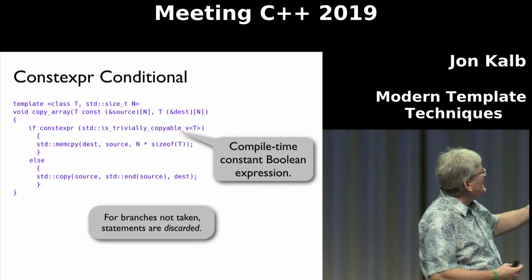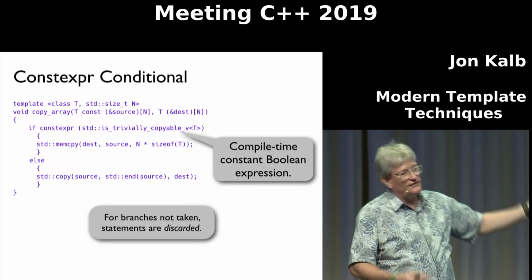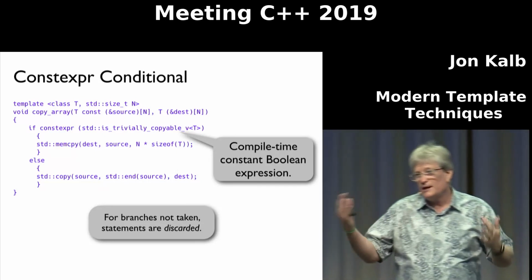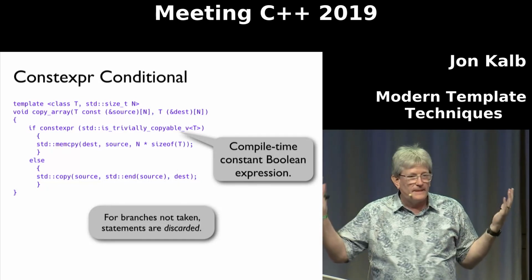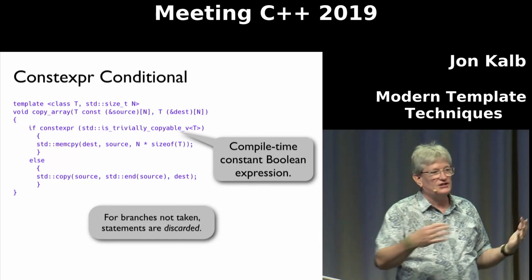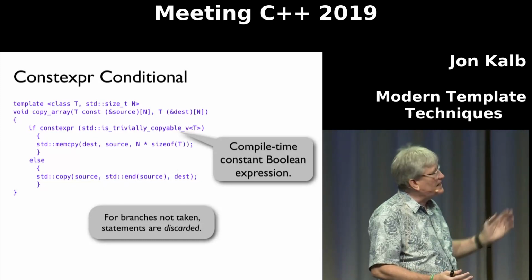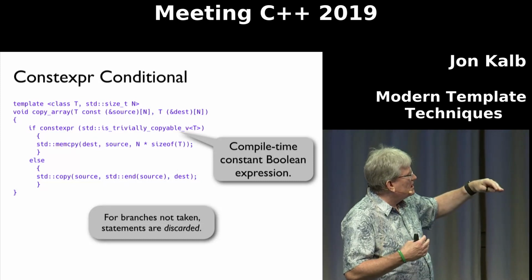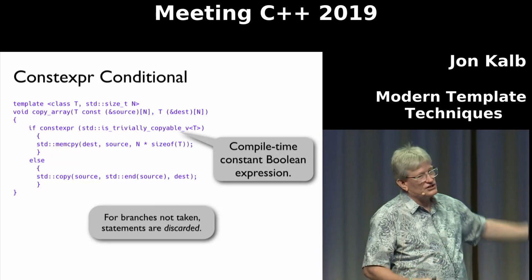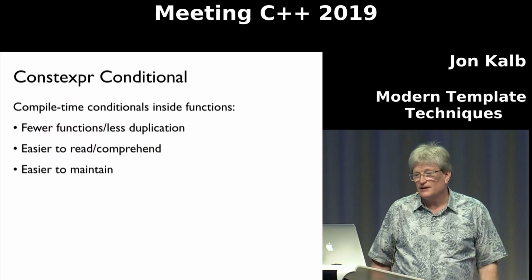So if you had an else in there and you're calling a function and the function parameters just don't make sense at all, that's fine. There's no such function that takes this set of parameters. That doesn't matter because the untaken branches are just discarded. They don't have to be able to generate code.